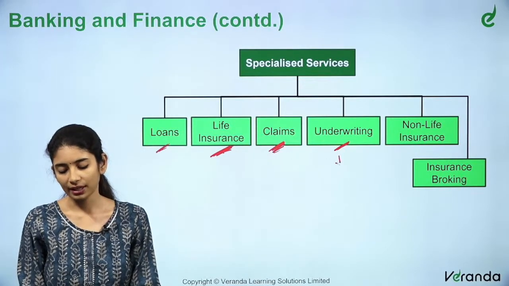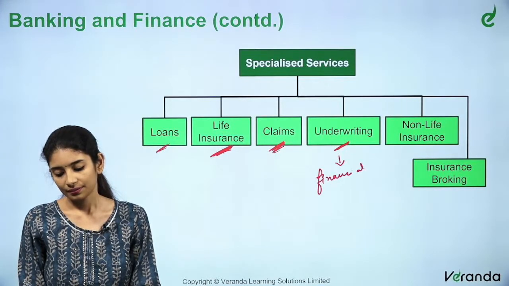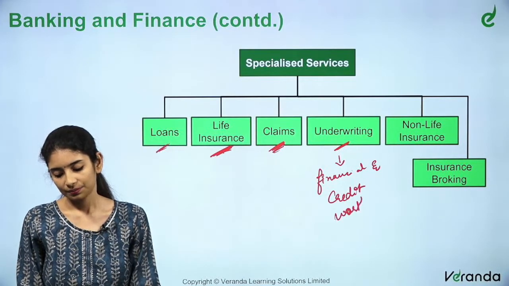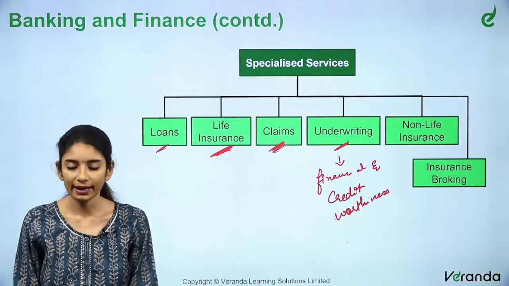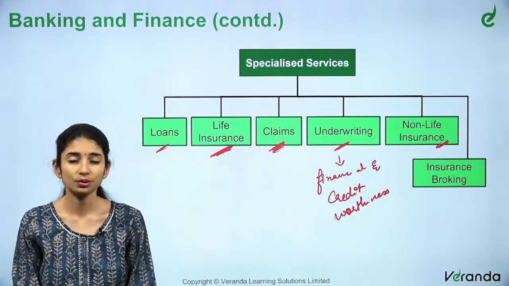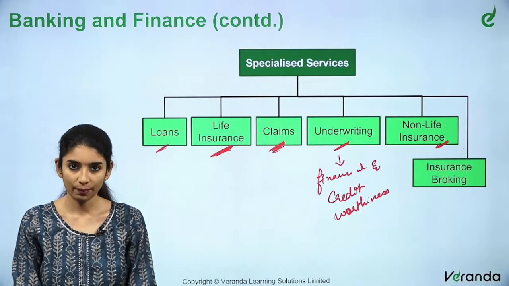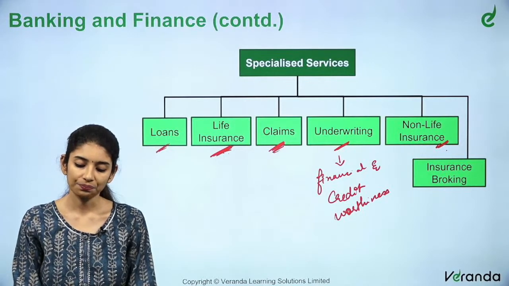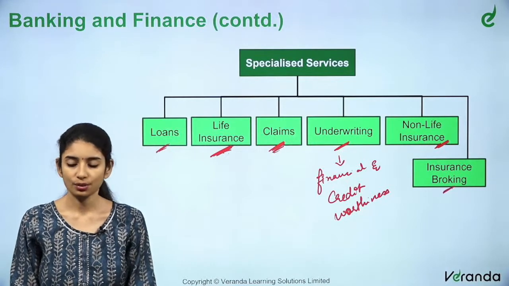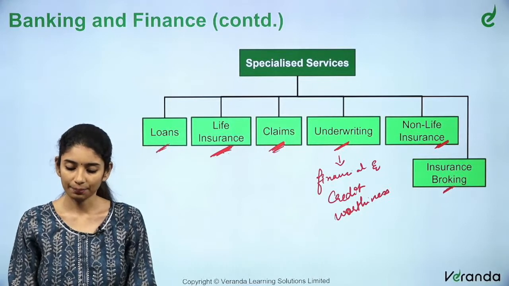Underwriting. Checking the financial and credit worthiness. Financial and credit worthiness is the meaning of underwriting function. Non-life insurance. So there is life insurance, there is also non-life insurance, which means some general insurance. Say key man policy. You can take key man policy from a bank. You can take your fire insurance policy from a bank. Clear? And then insurance broking. They also link you to the main insurance companies.